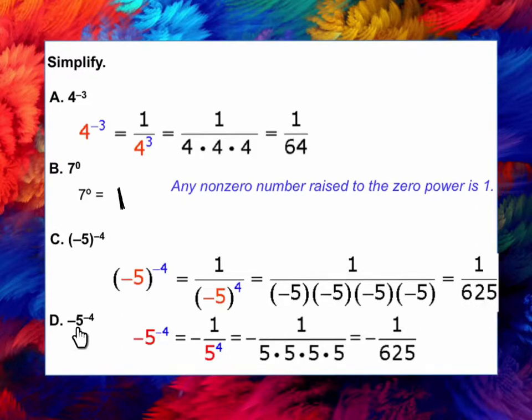And here's a different example. This negative does not belong with the exponent, so it really doesn't belong to the 5. You can actually take it out away from the 5 and then just put the positive 5 to the positive 4 in the denominator. Expand it, but because that negative wasn't in the parentheses like in part C, your answer will be negative, and it'll be on the outside as negative 1 over 625. Okay, did that very quickly. Remember, this is just a review. Bring all your questions to class.